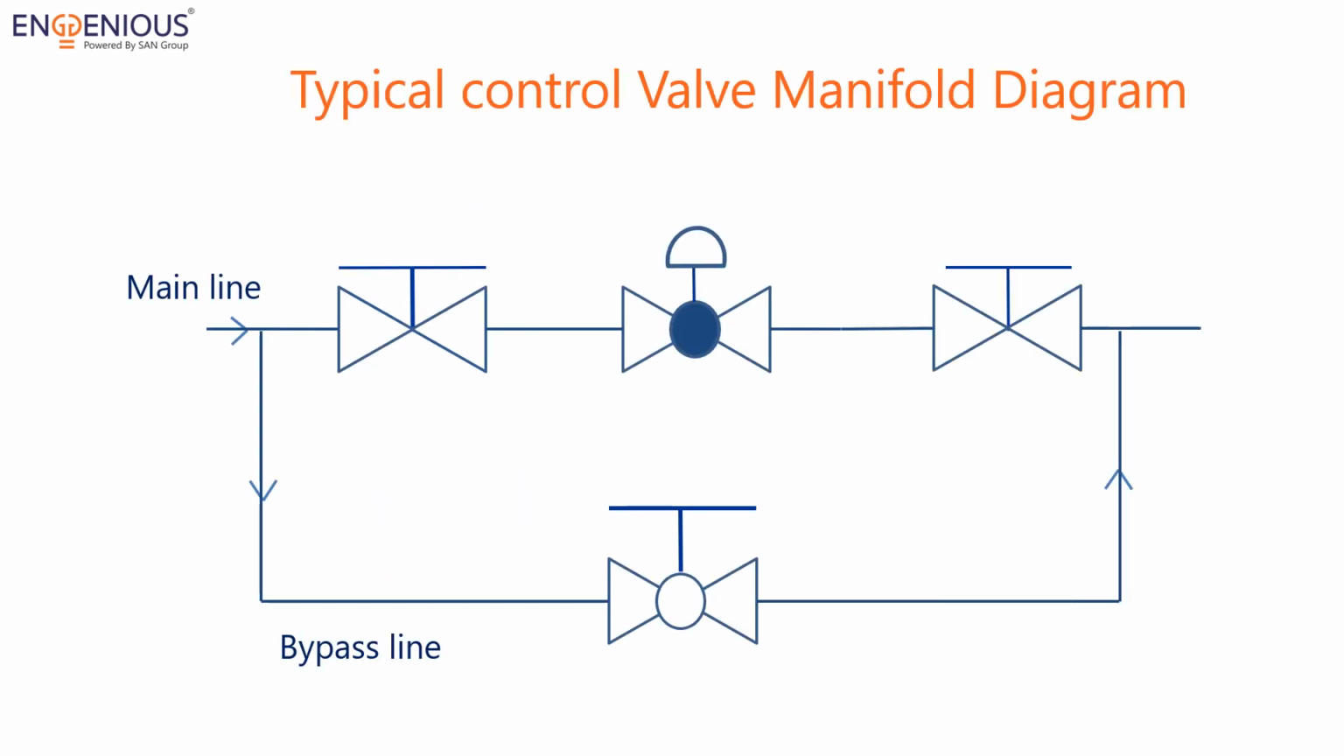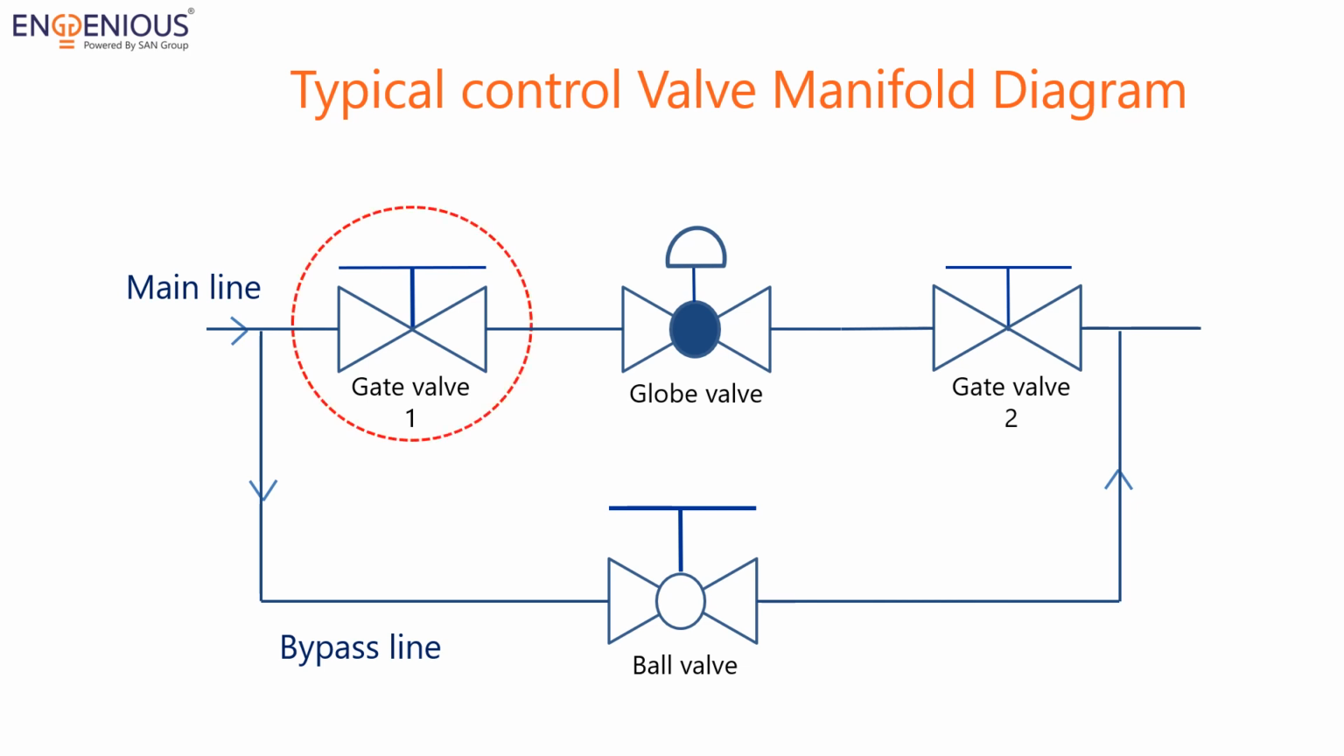Firstly, let us have a look at a common valve assembly, which in industry is called a control valve manifold. In any process industry, a stand-alone control valve cannot be used. Hence, an assembly of a main line with a bypass line that comprises an isolation valve, bypass valve, and control valve is used. The main line consists of a gate valve. Why is a gate valve required?